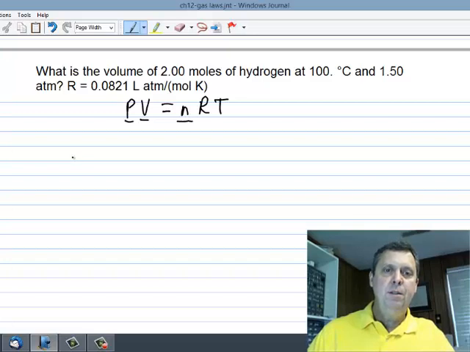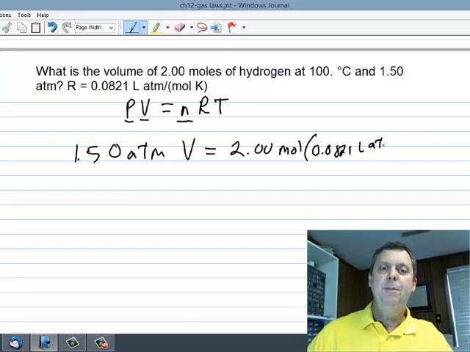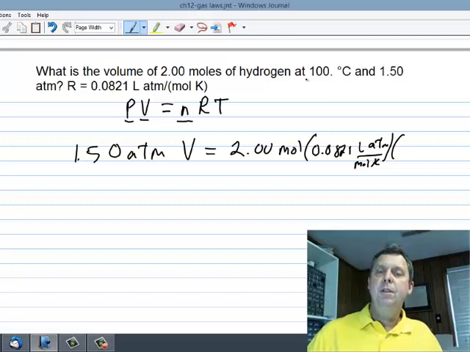Pressure is 1.5 atmospheres. Volume we don't know, I'll leave the V here. n is number of moles, 2 moles. R we're given is 0.0821 liters atmospheres per mole Kelvin. And temperature is 100 degrees centigrade. Again, you should know how to do these conversions, at least how to use the equations from the text. And this will give you 373 Kelvin. And we just solve for our unknown.